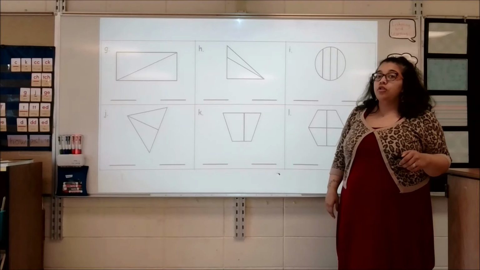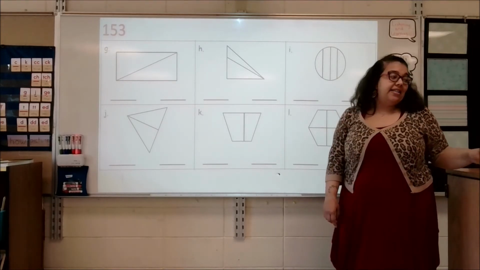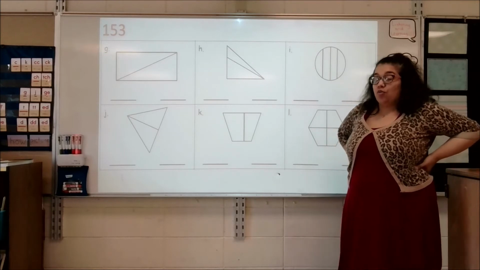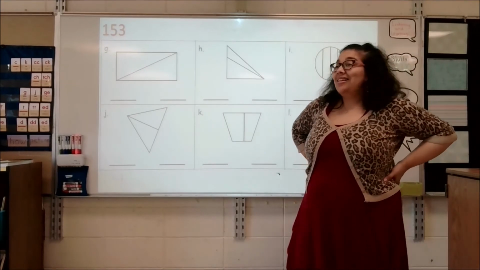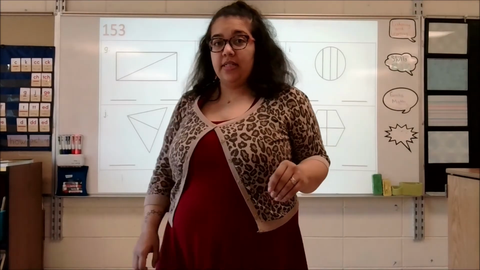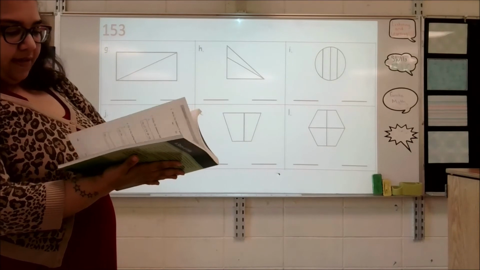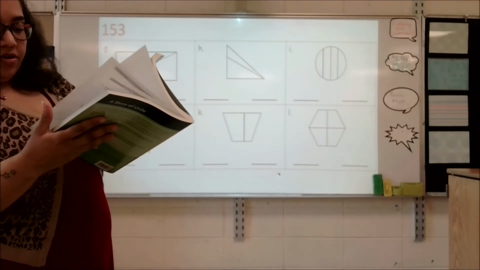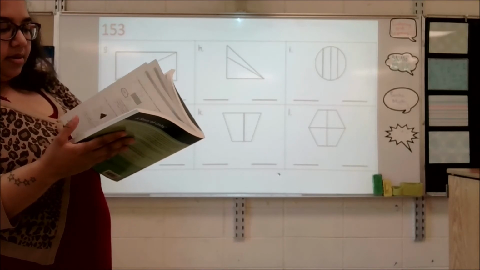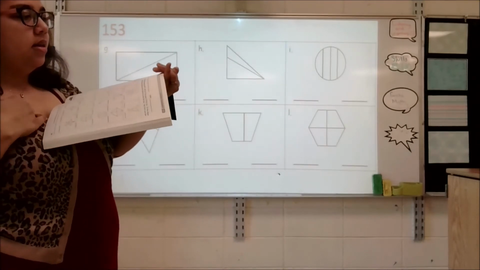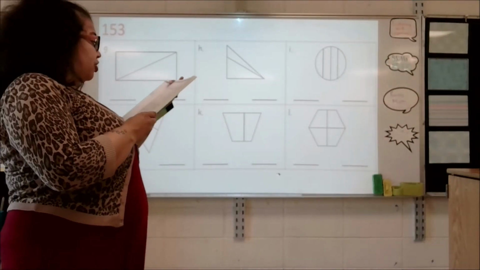Now, what we're going to do is look at some shapes and identify them as being split into equal parts. And if they are split into equal parts, we're going to say how many. This is in your homework book, your Succeed book. Notice the red trim on page 153. 153 looks like this. And we're going to start actually with letter G.